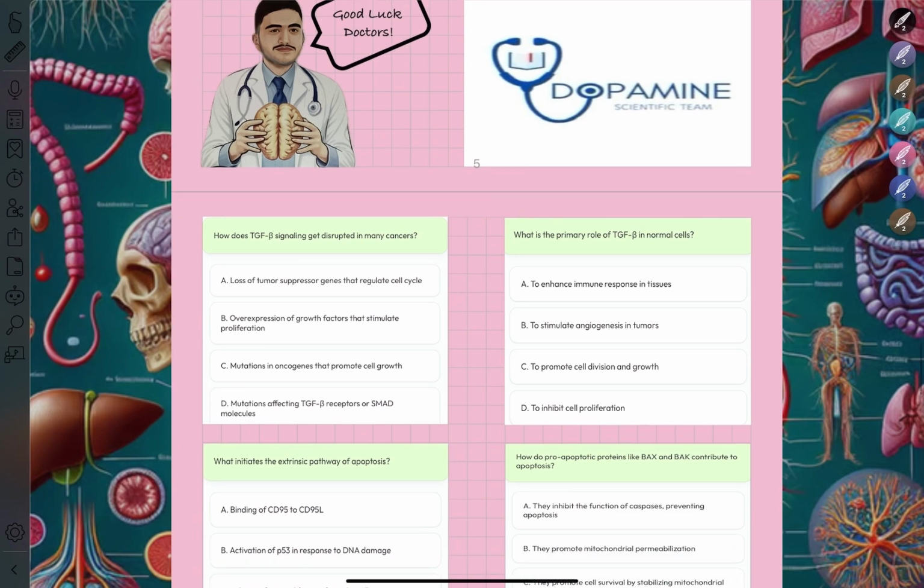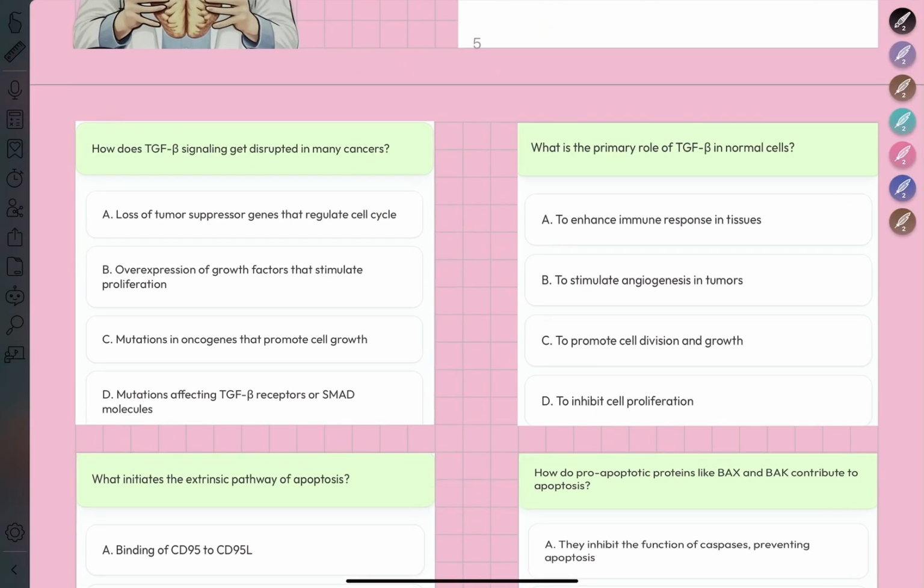Now let's solve some questions. How does the transforming growth factor beta signaling get disrupted in many cancers? Let's see. Loss of tumor suppressor genes that regulate cell cycle, overexpression of growth factors that stimulate proliferation, mutations in oncogenes that promote cell growth, or mutations affecting TGF-beta receptors or the SMAD molecules. The answer here is D, because the signaling depends on the receptor or the SMAD.